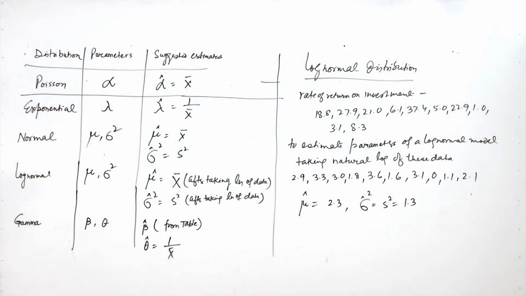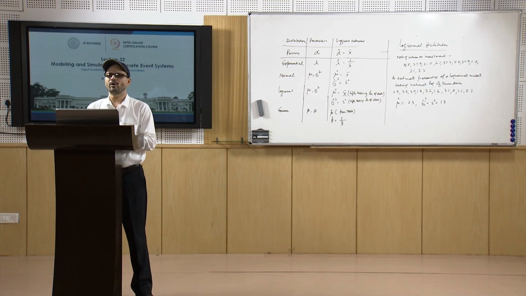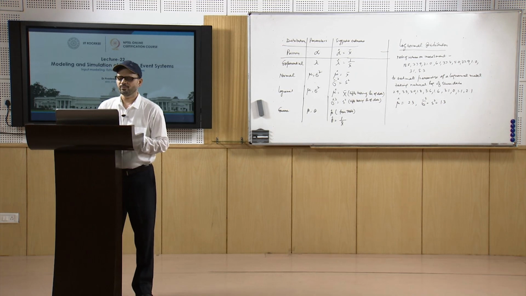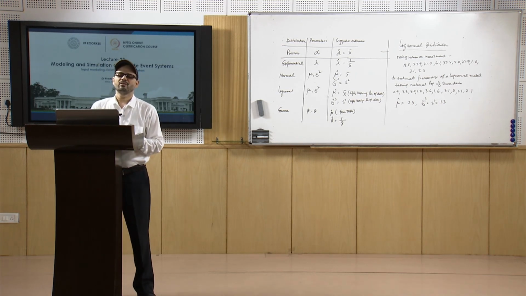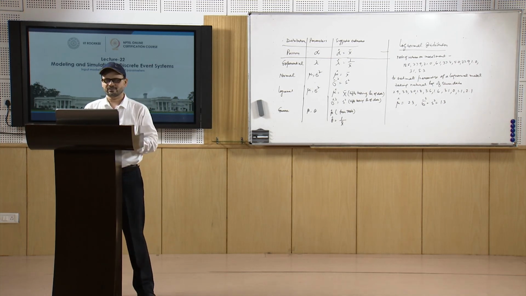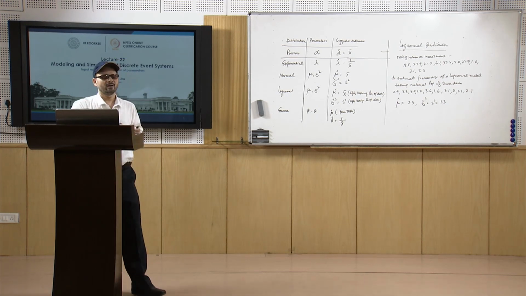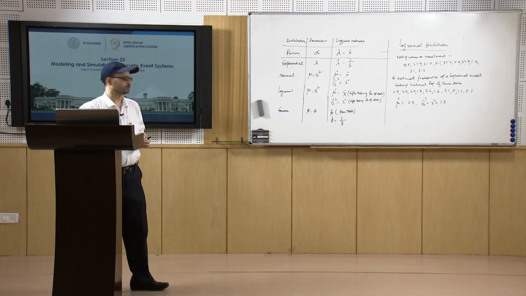So, this is how you calculate the sample mean and sample variance if you have the data of a log normal model. For the log normal model, we calculate the values of the estimated parameters like that. Now, let us see how to compute the estimated parameters for a gamma distribution.